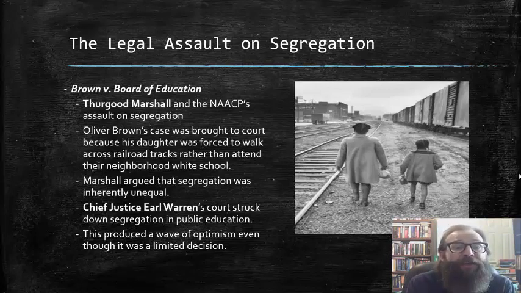Marshall argued that segregation was inherently unequal, going against that old separate but equal decision of the Supreme Court in the 1890s. Chief Justice of the Supreme Court Earl Warren's court struck down segregation in public education. This produced a wave of optimism, even though it was a limited decision.